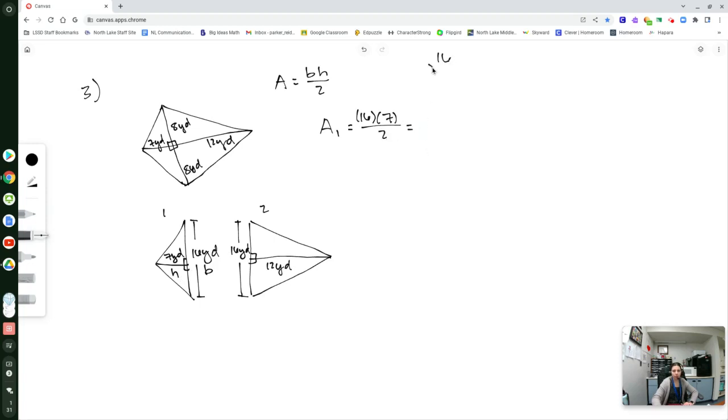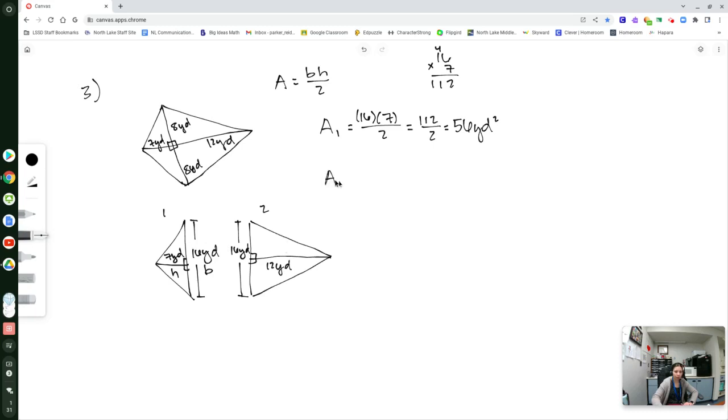All right, what is 16 times 7? Well, 6 times 7 is 42. 1 times 7 is 7, plus 4 is 11. Get 112. 112 divided by 2, that is going to be 56. So the area of triangle number 1 is 56 yards squared. But remember, that's just the first triangle.